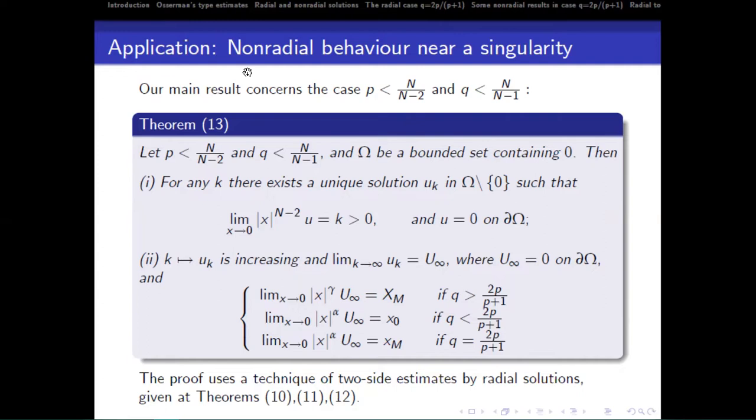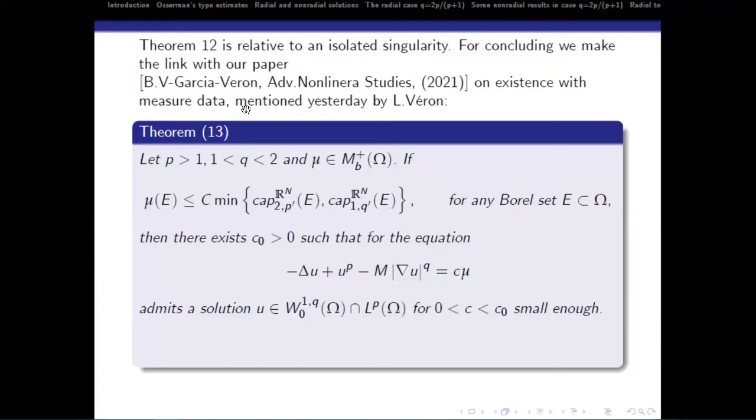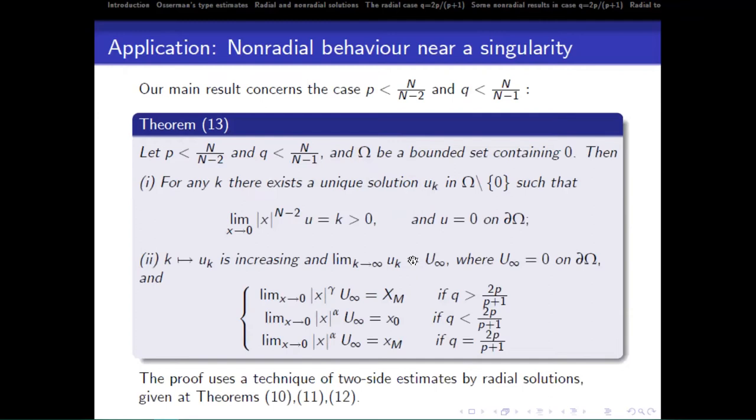For concluding, I want to make the link with the paper on existence with measure data that was introduced yesterday by Laurent. I recall this result: q is less than two, mu is a measure on the boundary. If mu satisfies this condition for any Borel set, then there exists a constant C0 such that the equation has a solution in W^{1,q}, in L^p, for c less than C0. If you remember our result, it was concerning such a kind of solution near an isolated singularity.